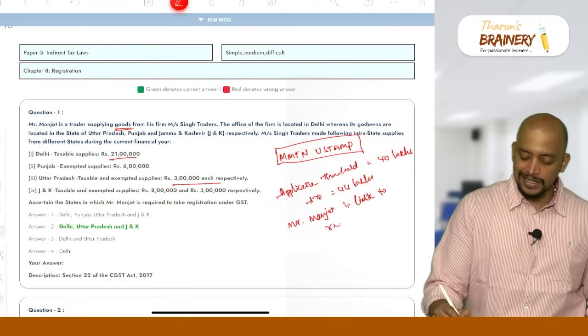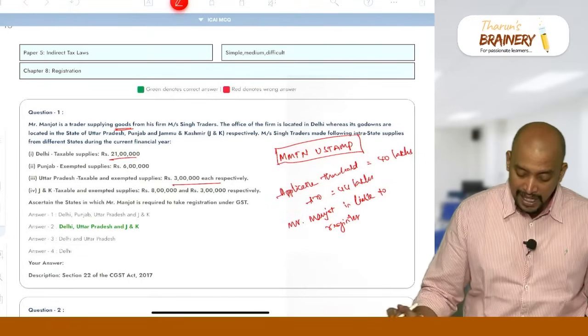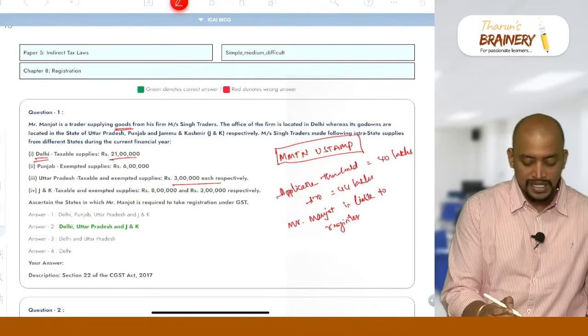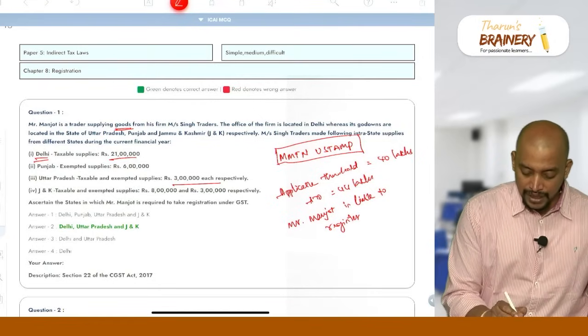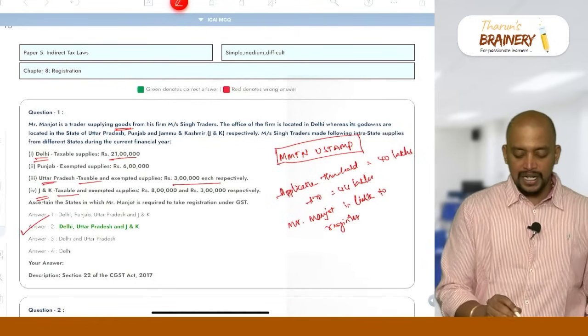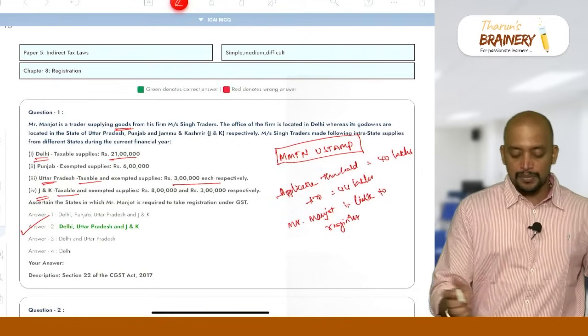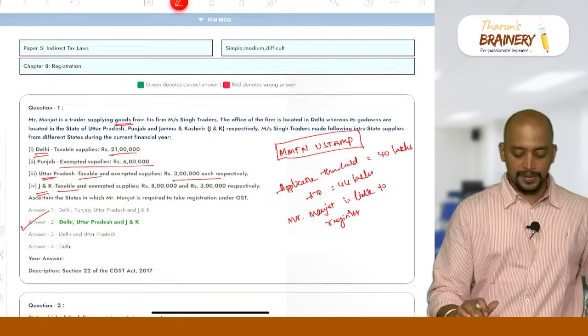Where do they need to register? They need to register in every state from where they make taxable supplies. Where are they making taxable supplies? In Delhi they are making taxable supplies, so they need to register. Again, in Uttar Pradesh they are making taxable supply. In Jammu and Kashmir also they are making taxable supply. So Delhi, Uttar Pradesh and Jammu and Kashmir, but they are not required to get registered in Punjab because they are making only exempted supplies in Punjab.